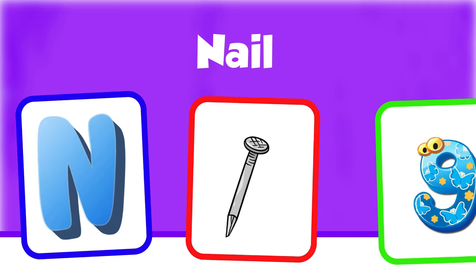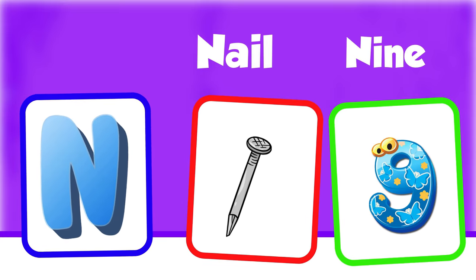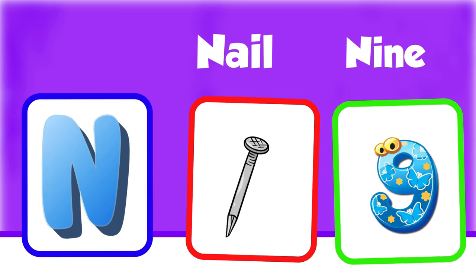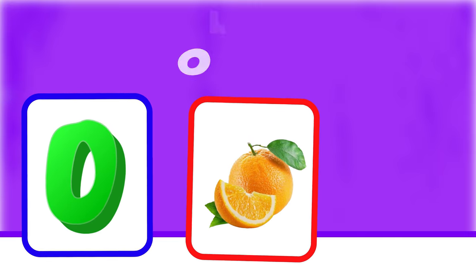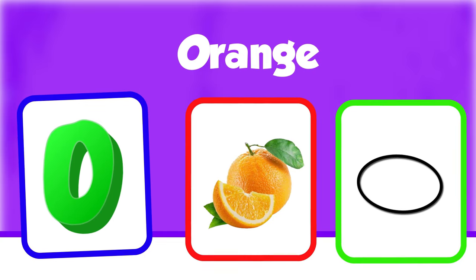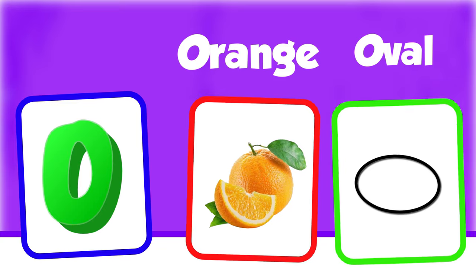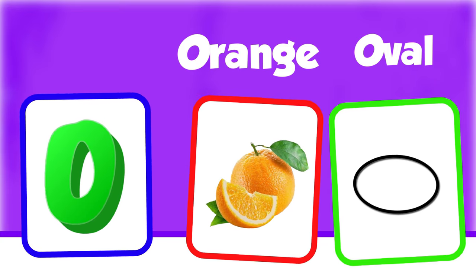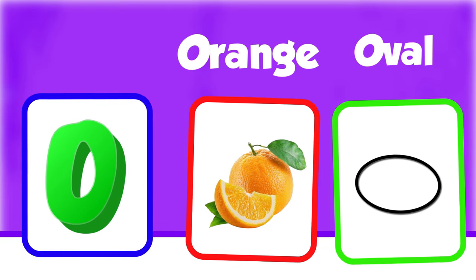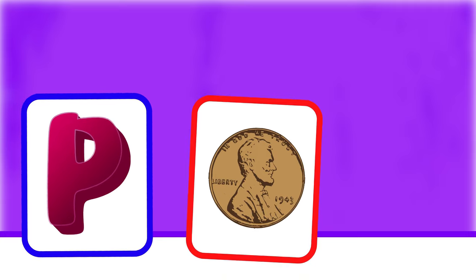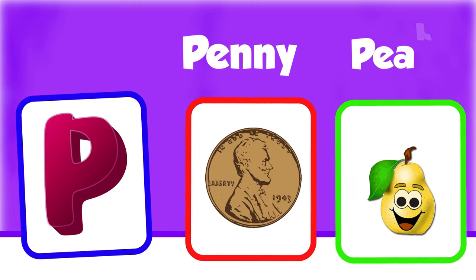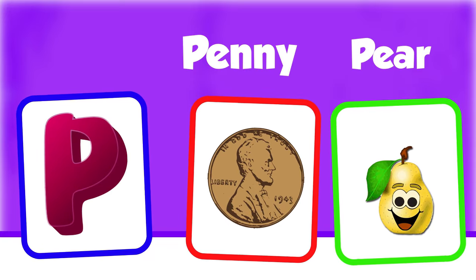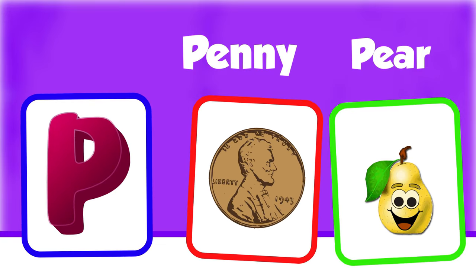N is for nail. N-n-nail. N is for nine. N-n-nine. O is for orange. O-o-orange. O is for oval. O-o-oval. P is for penny. P-p-penny. P is for pear. P-p-pear.